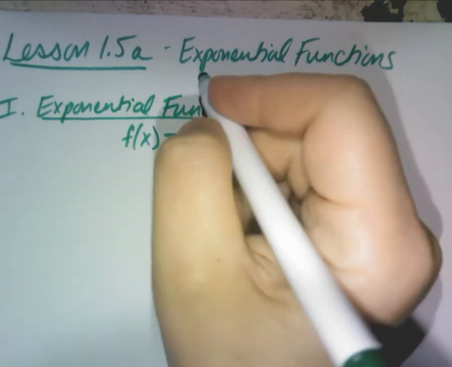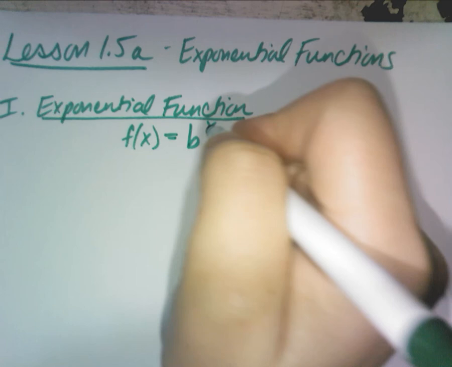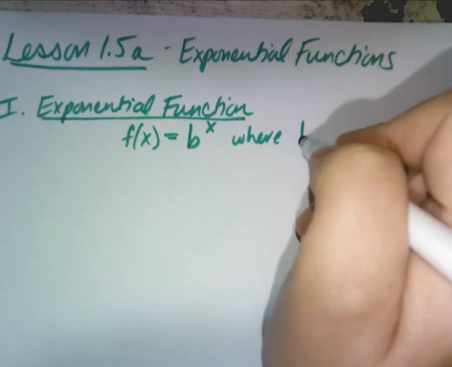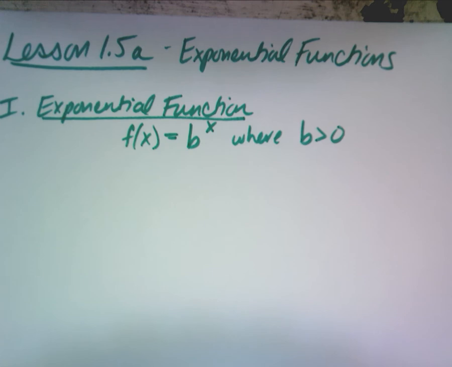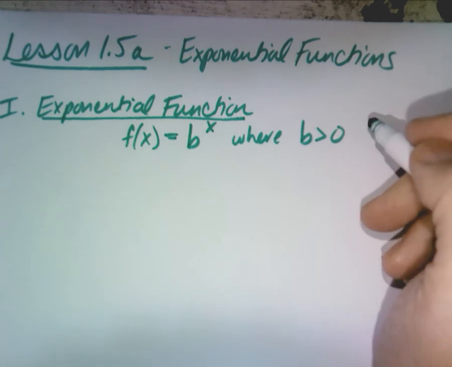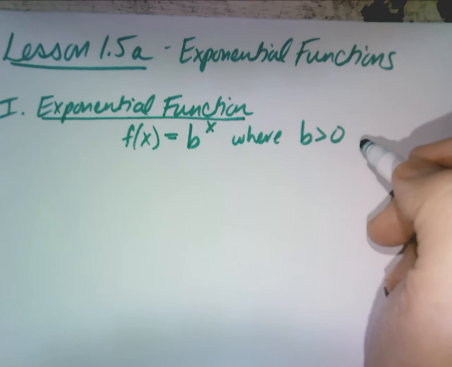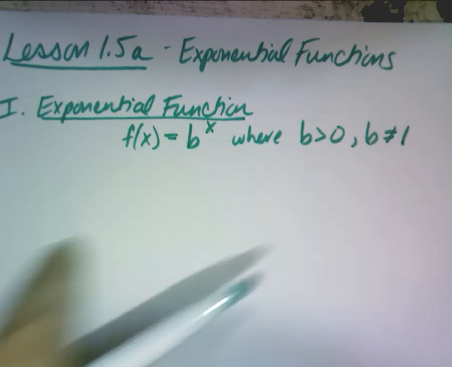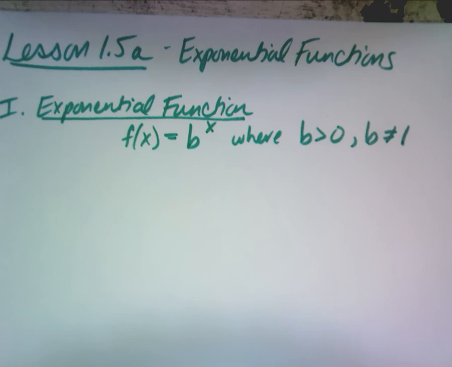It'll be b to the x, where obviously b needs to be bigger than 0, because then what's the point if it's 0? And b doesn't equal 1 either, because then what's the point? We're just graphing a horizontal line.